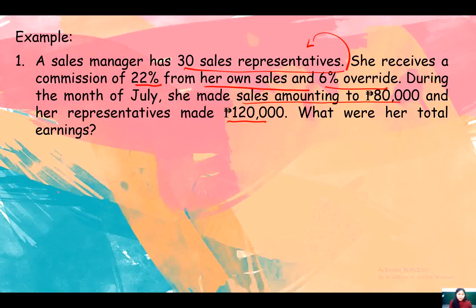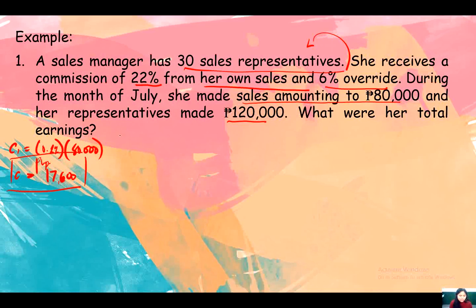Okay? So what we are going to do first, let's label this kasi dalawang commission yung kukunin natin eh. Let's label the commission 1, which is yung kanyang total sales and magkano yung marireceive niyang commission doon. So, marireceive niyang commission is 22%, which is equal to 0.22 times sa kanyang total sales amounting to 80,000. Okay? Let's get the product. So, we have 17,600 pesos. So, ito yung commission niya sa kanyang sale pa lang, ha?